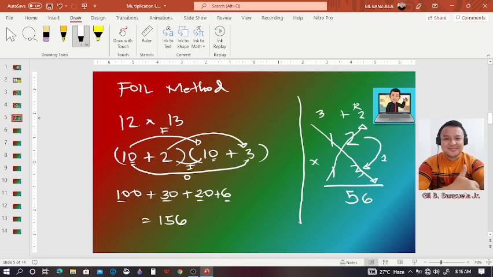Ayan. Then, finally, multiply natin yung 1 at saka yung 1. So, that is equal to 1. So, basically, pareho lang. Ayan. So, 156.